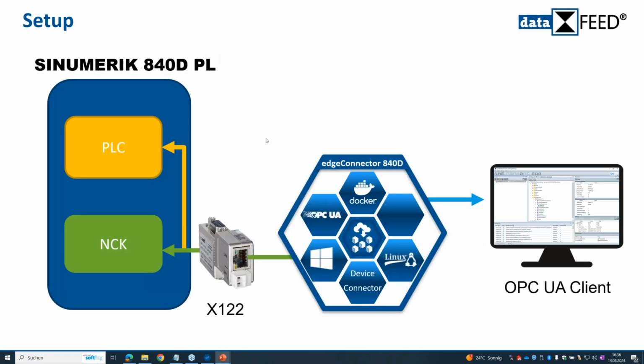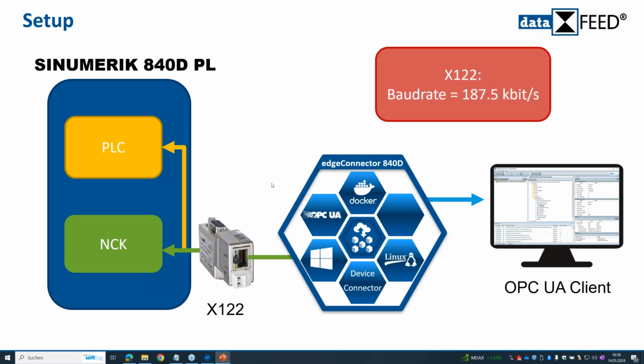When it comes to power line, this is also possible, but you need a separate hardware device. Why is that? Because the power line does not provide Ethernet interfaces. So you need some sort of adapter converting the MPI to Ethernet, and this can be done with the Softing NetLink, which is converting serial to Ethernet. You will plug it in on the X122 interface, and you select a baud rate of 187.5 kilobits, and then you are good to go, and the edge connector can collect data also from power line.